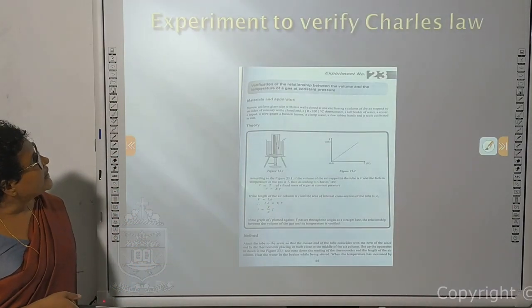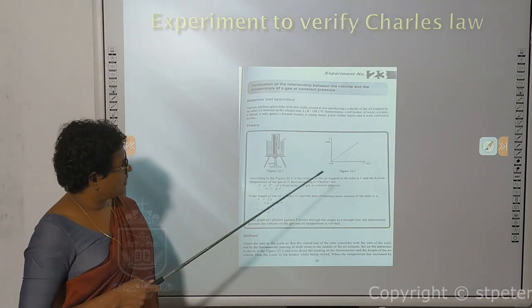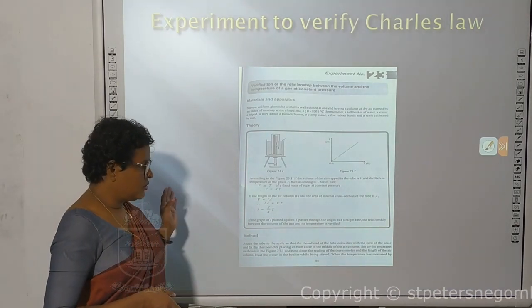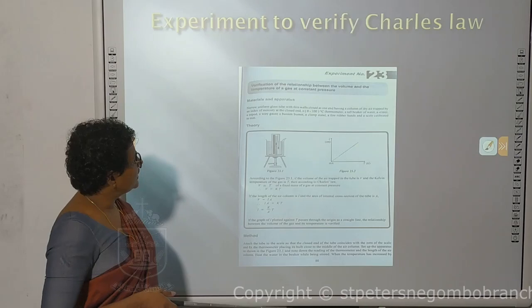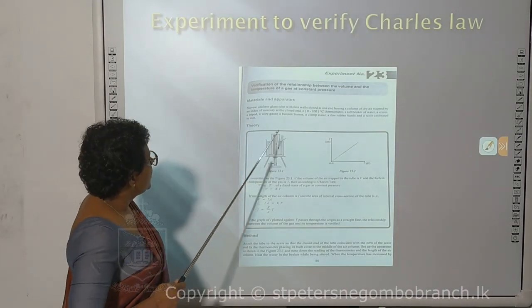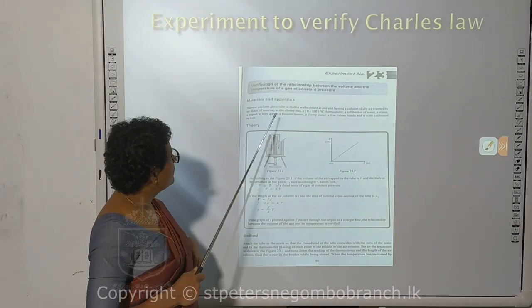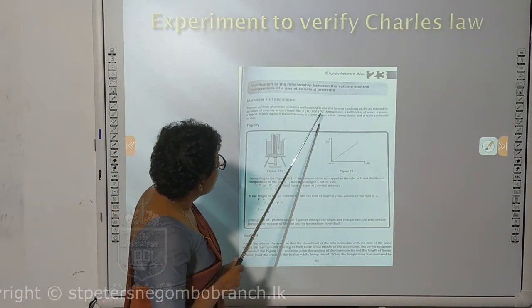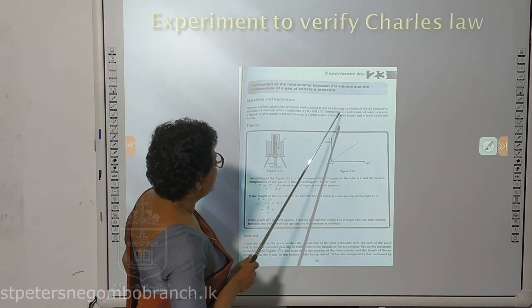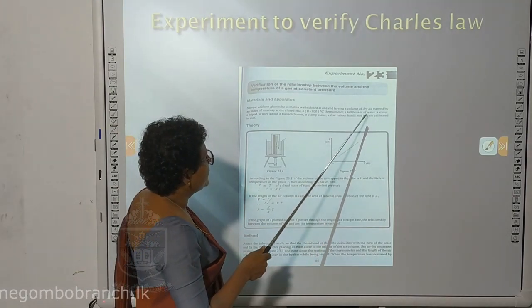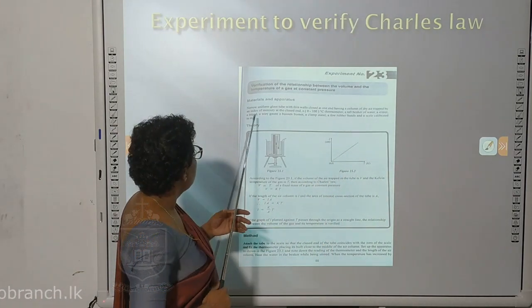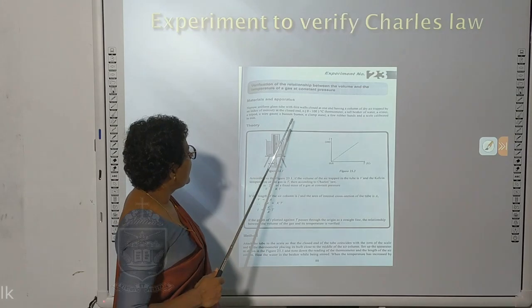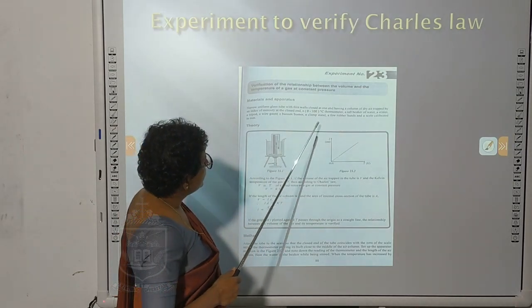And now the experiment to verify Charles' law. This is an experiment to verify the above law, right? So, you need a narrow uniform glass tube with thin walls, closed at one end and having a column of dry air trapped by an index of mercury at the closed end, right?